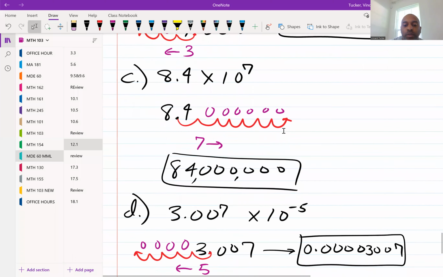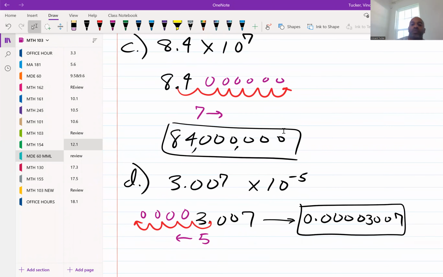All right, one more. 3.007 times 10 to the negative 5th. So we move our decimal 5 places to the left. That'll give you 0.00003007.